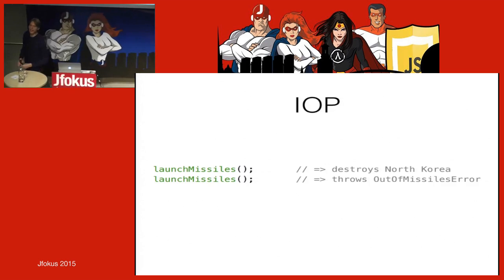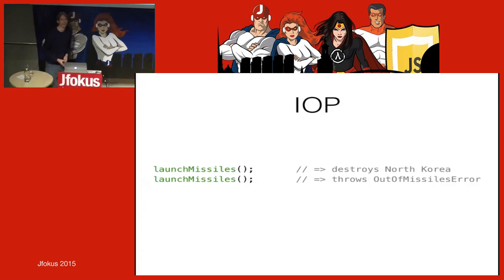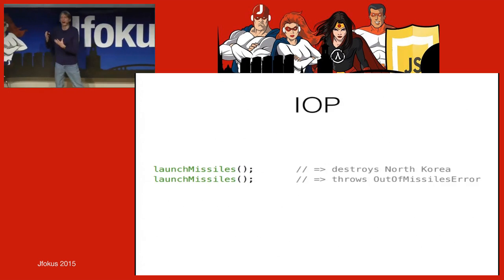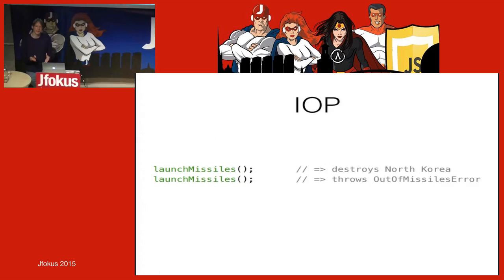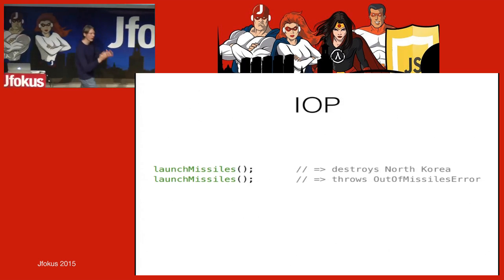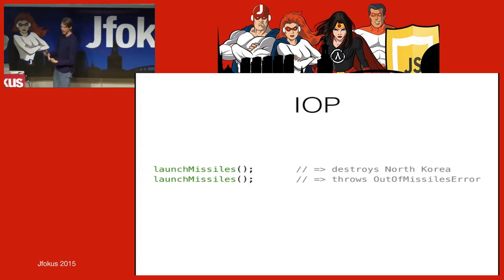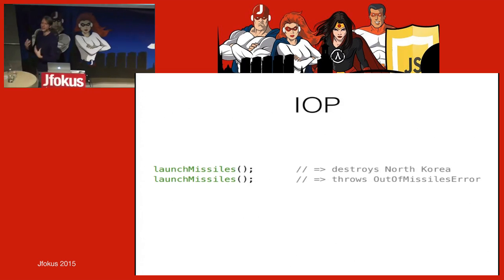And then we call it again, and we get an out of missiles error. This is something profoundly strange here, right? We did the same thing 2 times in a row, right next to each other, and we got a completely different result the second time. And this happened because of side effects, right?